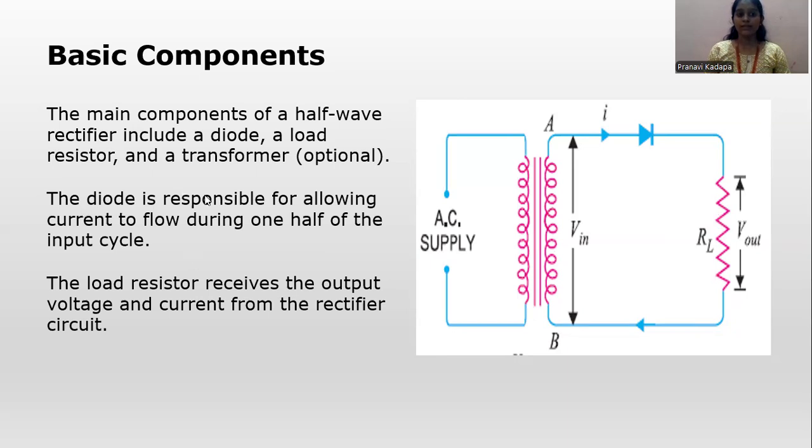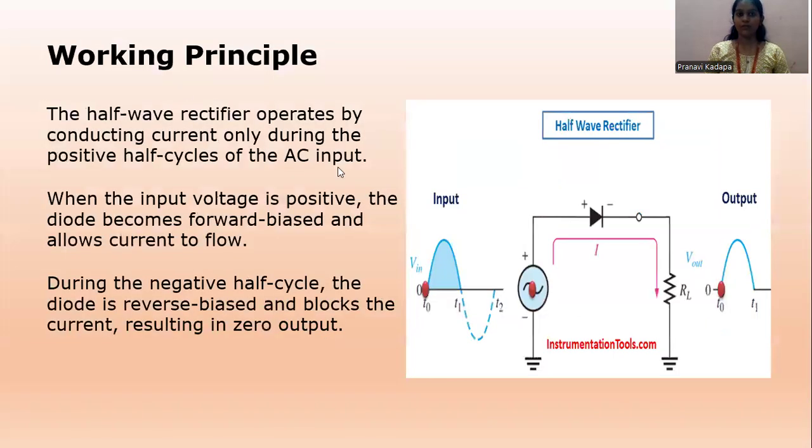As we are seeing, the diode is responsible for allowing current to flow during one half of the input cycle. Of course, it is in the forward bias, so it only allows the positive cycles and rejects the negative cycle. And the load resistor receives the output voltage and current from the rectifier circuit and displays it on the CRO we will connect to it. What is the working principle in this half-wave rectifier?